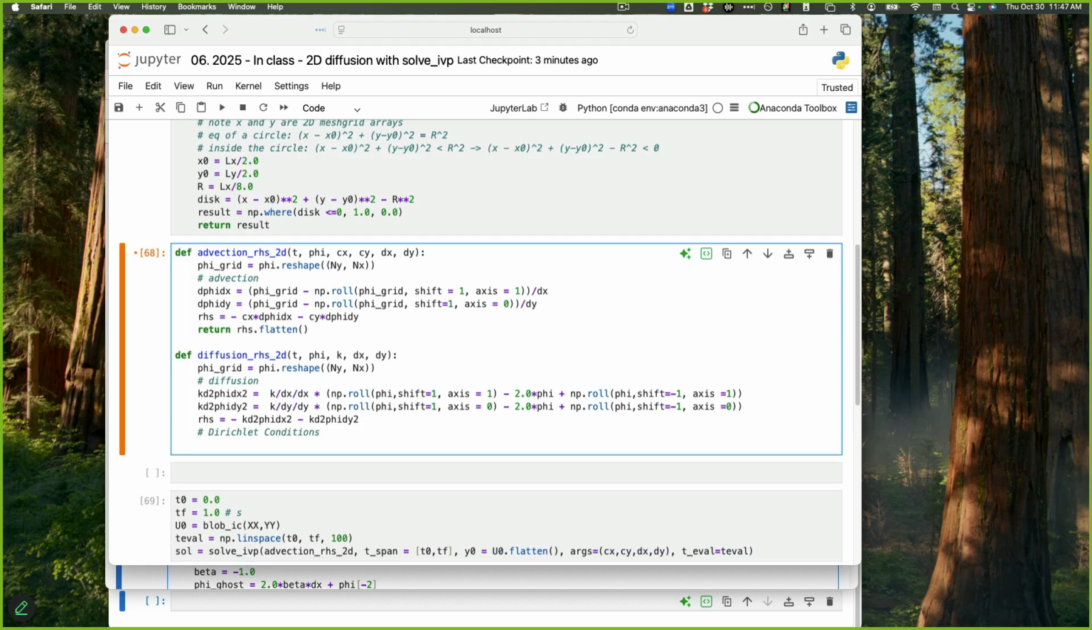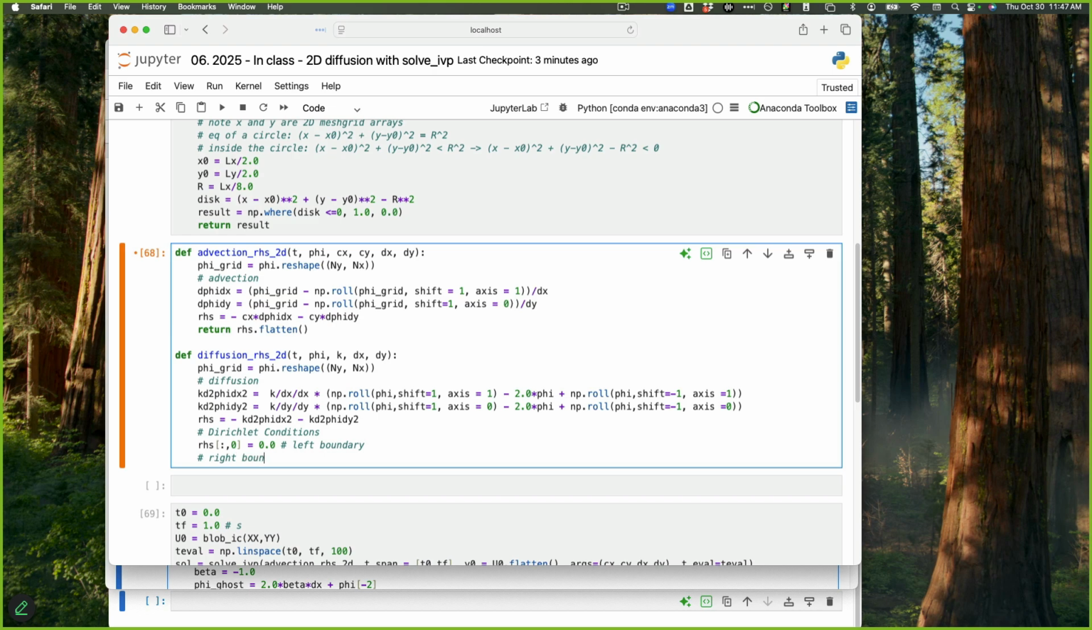Okay, so for the left boundary, I have the right-hand side, all the y points on the left boundary, but the first x point. So that's RHS[:, 0] = 0.0. And then the right boundary, that's going to be all the y values at the right boundary. So RHS[:, -1], that's the last x value. Okay.